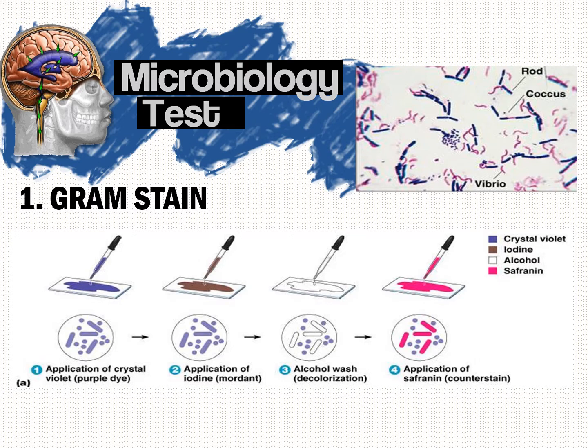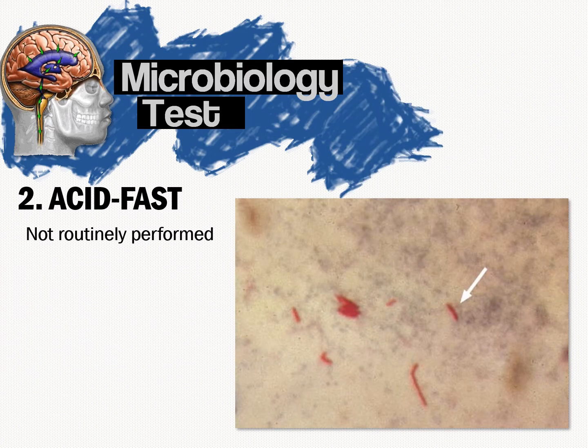Organisms frequently encountered in Gram stain are Streptococcus pneumoniae, Haemophilus influenzae, Listeria monocytogenes, Escherichia coli, Neisseria meningitidis, and Streptococcus agalactiae. These are all associated with meningitis. Acid-fast staining of CSF samples is not routinely performed unless TB meningitis is suspected.